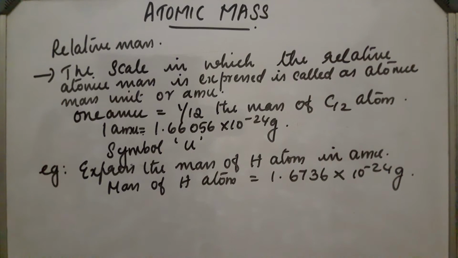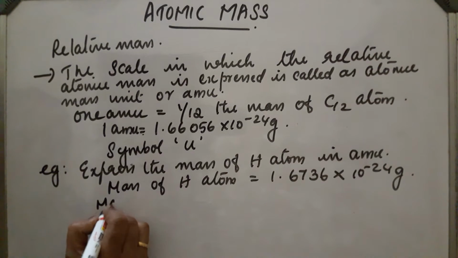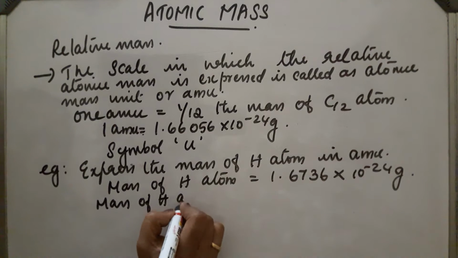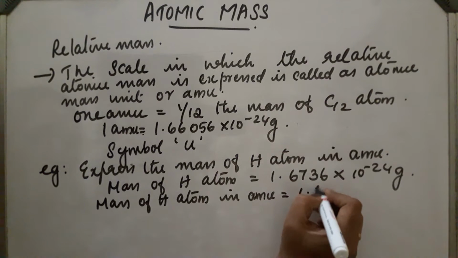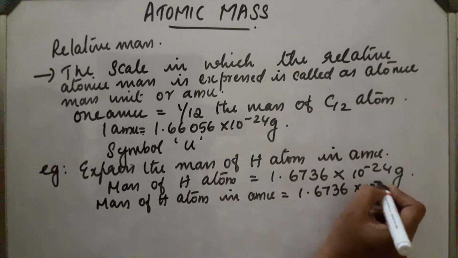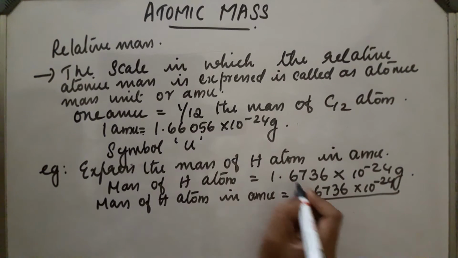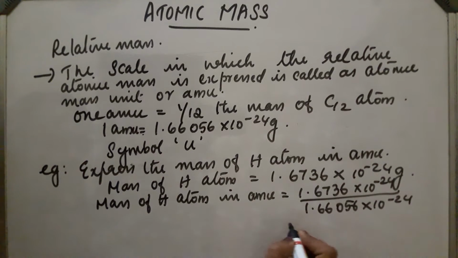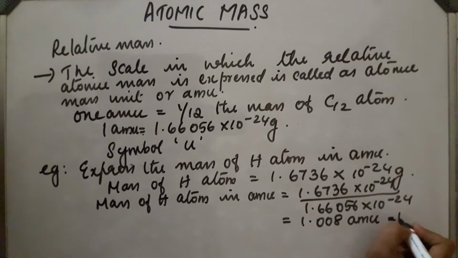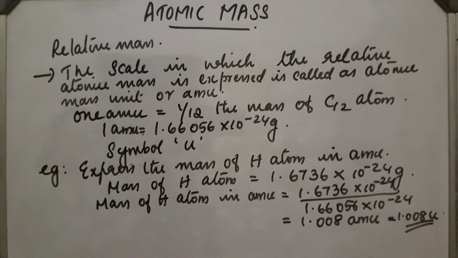How can we convert this into U or AMU? We know 1 AMU is this much value. So the mass of a hydrogen atom in terms of AMU will be equal to 1.6736 into 10 raised to minus 24 divided by the value of 1 AMU, that is 1.66056 into 10 raised to minus 24. The value is almost equal to 1.008 AMU or 1.008 U. Like this we can calculate the atomic mass of any element.